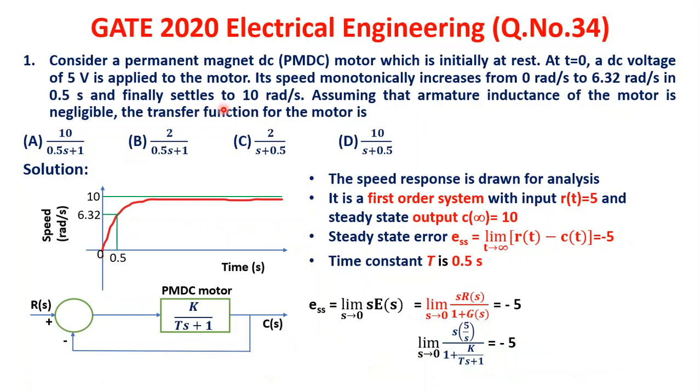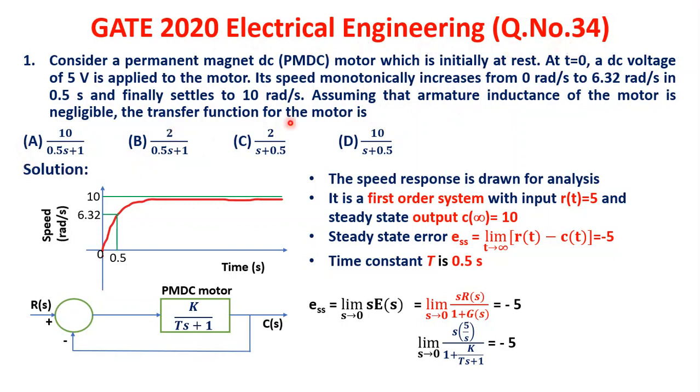The first question: consider a permanent magnet DC motor which is initially at rest. At t equal to 0, a DC voltage of 5 volt is applied to the motor. Its speed monotonically increases from 0 radian per second to 6.32 radian per second in 0.5 second and finally settles to 10 radian per second. Assuming that the armature inductance of the motor is negligible, the transfer function of the motor is, 4 options are given. This question was asked in GATE 2020 Electrical Engineering, question number 34.